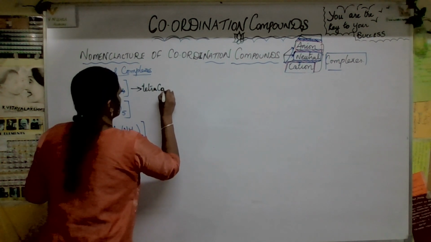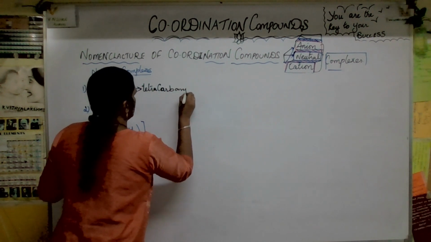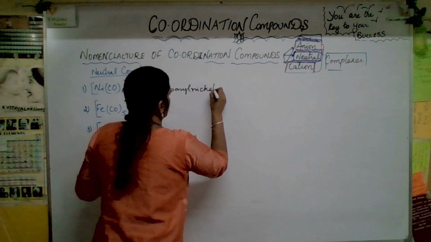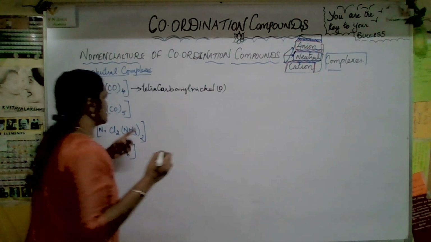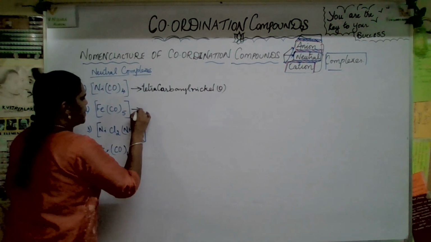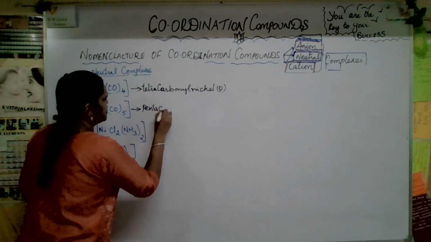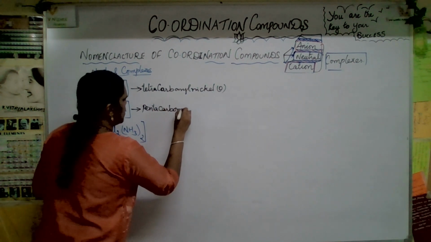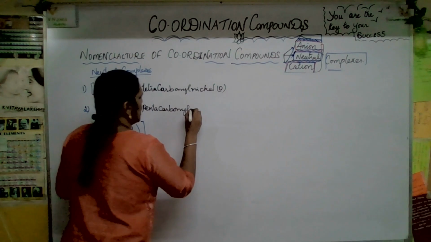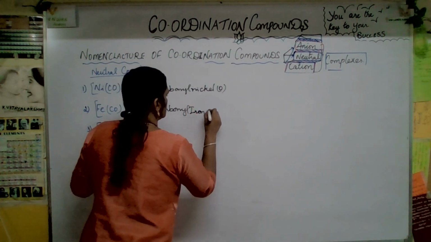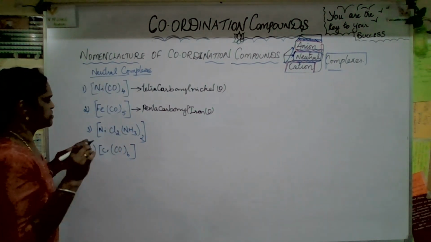Tetracarbonyl nickel. It is actually oxidation number 0. Here pentacarbonyl iron. This also has oxidation number 0.